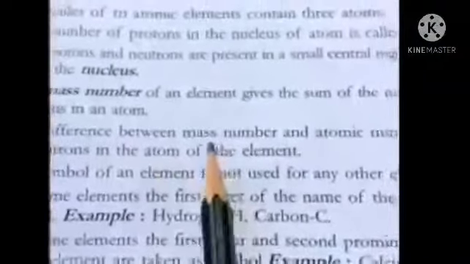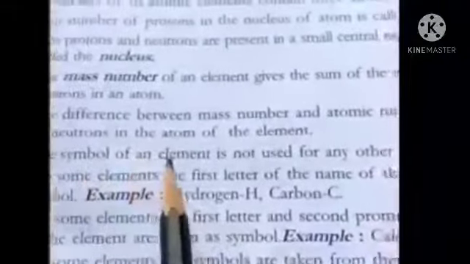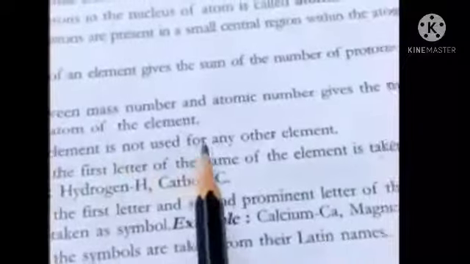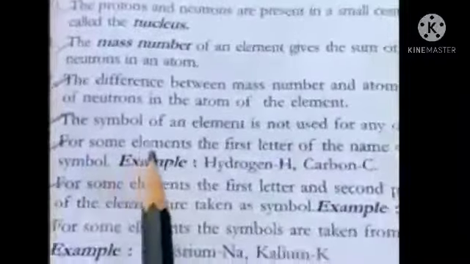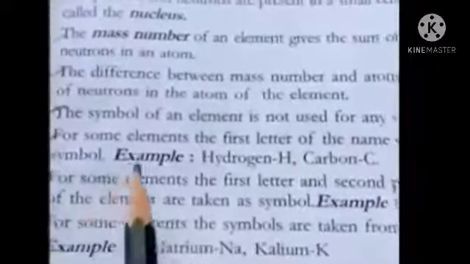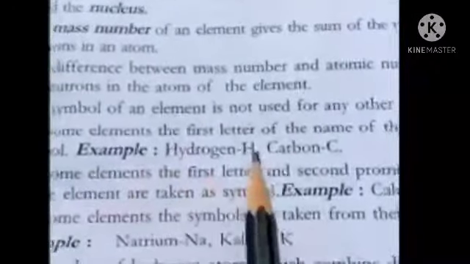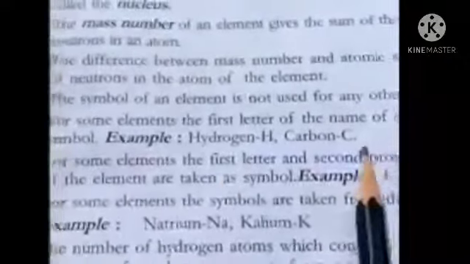The difference between the mass number and atomic number gives the neutron number. The symbol of an element is not used for any other element. Only one symbol recognizes one element. For some elements, the first letter of the name of the element is taken as the symbol. Example, hydrogen capital H, carbon capital C.